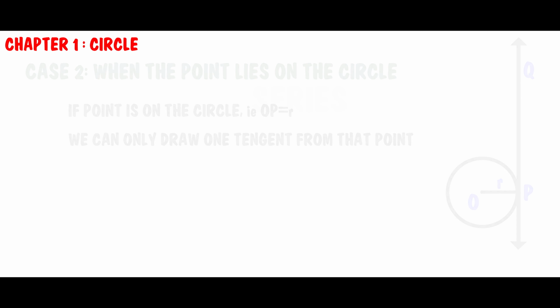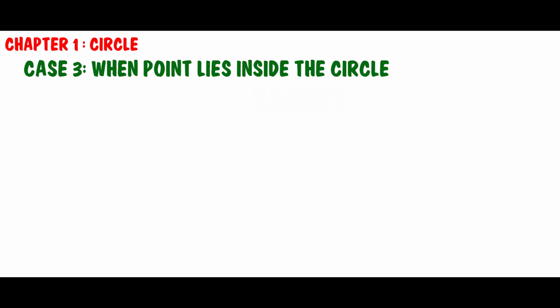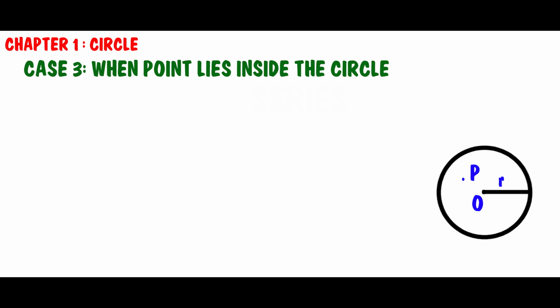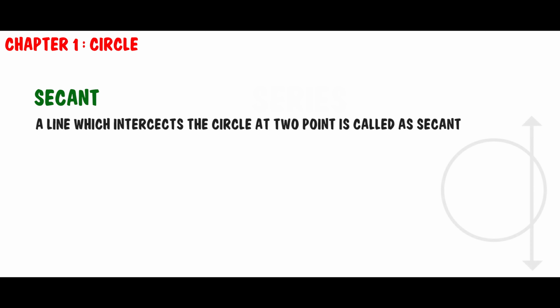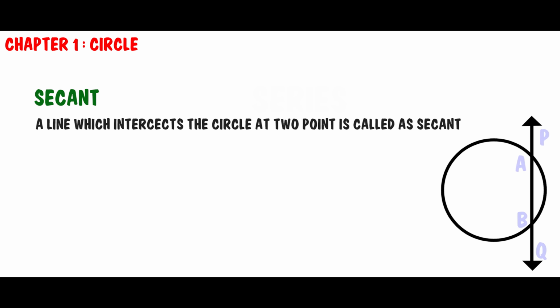Moving on to case number 3, when the point lies inside the circle, so the radius is greater than OP, as you can see in the diagram. There is no way you can draw a tangent from the point P because it is inside the circle, and a tangent means a line intersecting the circle at one point. Moving on to the secant: a line which intersects the circle at two distinct points is called a secant. Here in the diagram you can see A and B, and the line is PQ. So PQ is the secant here.